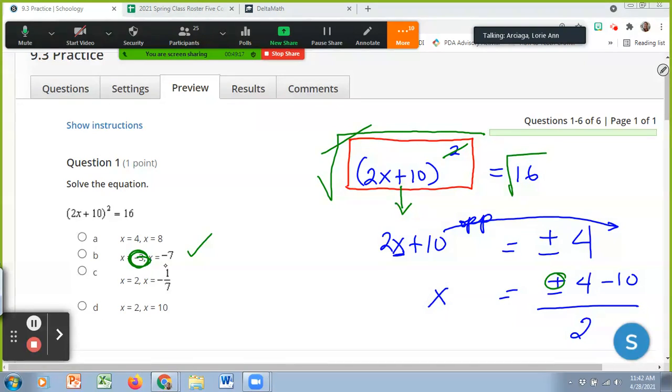Well, where did the negative 7 come from? The negative 7 will come from when you use the negative. So negative 4 minus 10 is negative 14. If you divide negative 14 by 2, that's where the negative 7 will come from. Alright, and I don't know if they were shuffled around in your Schoology, so please make sure that you're not just copying the letter. You have to copy the answers, which are negative 3 and negative 7.